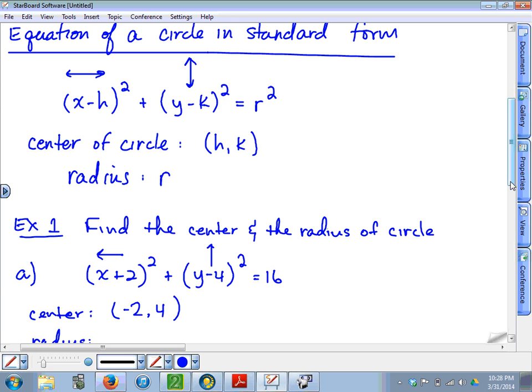That's the center of the circle. Now, the most common mistake I see students make is in regards to finding the radius. This number here is not the radius.